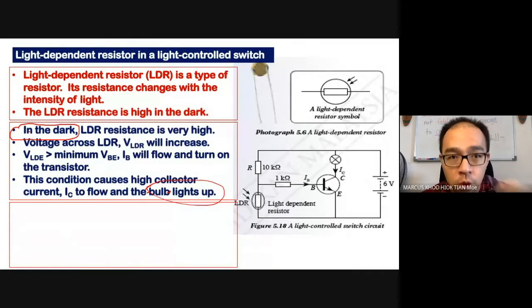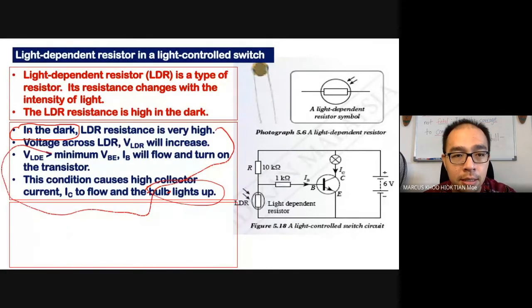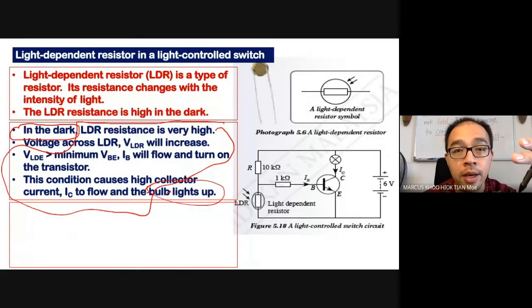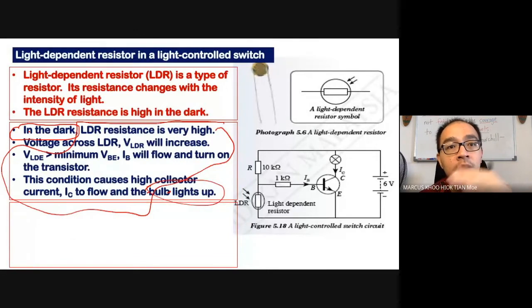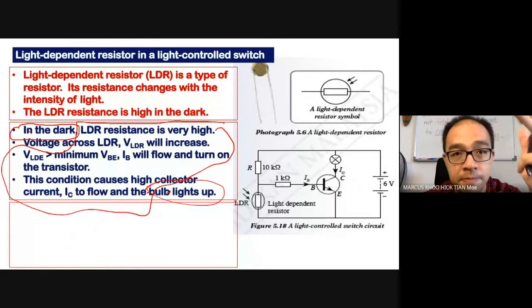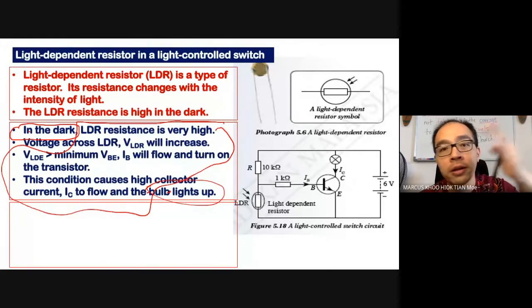So you need to know what goes on behind the scenes. Okay, in the dark, light dependent resistance becomes very high. Voltage will increase sehingga melebihi minimum junction voltage. And when it melebihi minimum junction voltage, dia macam snowball effect tau. Minimum junction voltage, kau sudah memenuhi syarat. So what happens? Base current flow, collector current flow, transistor switch on, mentol will hidup. Okay, this form, dia memang snowball effect.